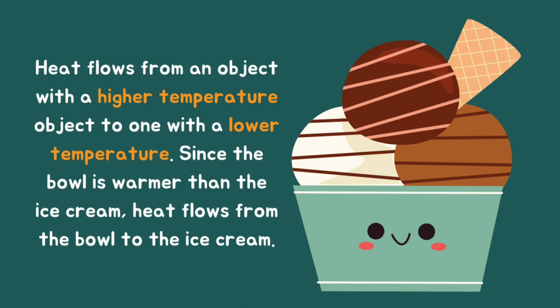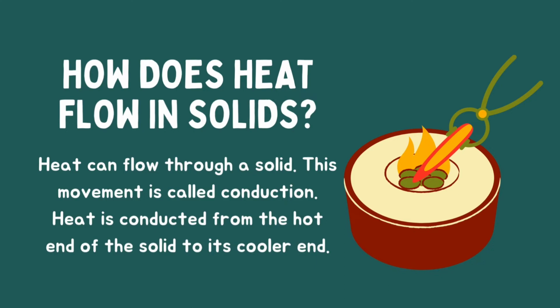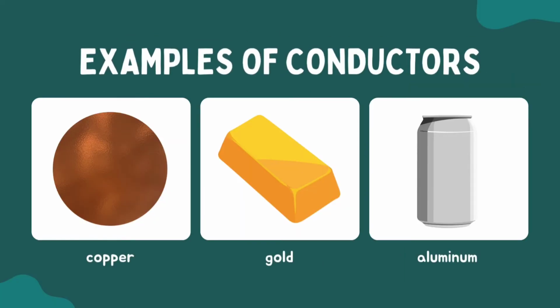Now, how does heat flow on solids? Heat can flow through a solid. This movement is called conduction. Heat is conducted from the hot end of the solid to its cooler end. The term conductor is used for objects that allow heat to flow easily through them. Metals such as copper, gold, and aluminum are examples of conductors.